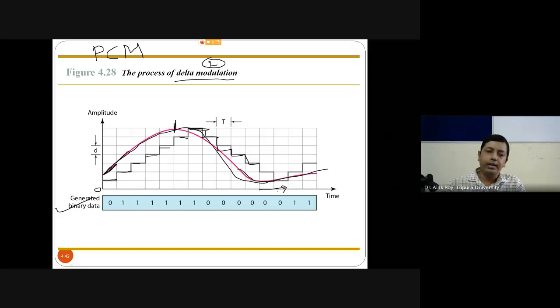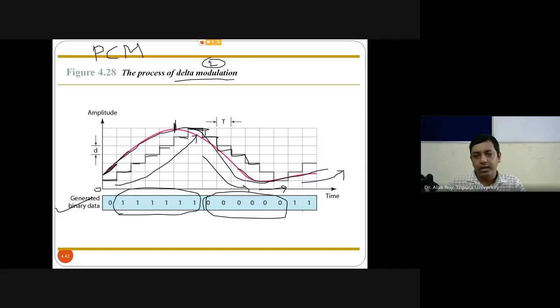But the bit stream will be generated from the stairs only. For each higher stair it will be 1, and for each lower stair it will be 0. That's why for each higher stair the bit stream is 1, and for each lower the bit stream is 0. And again for higher it is 1.